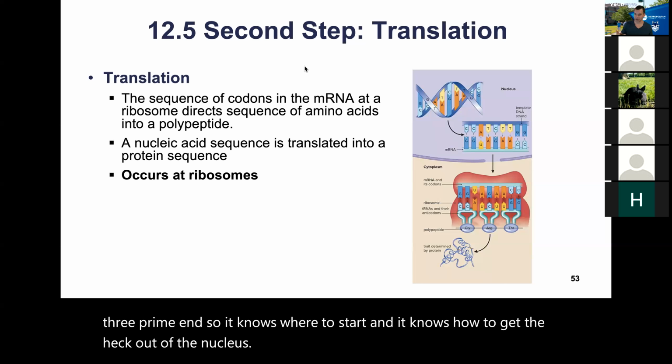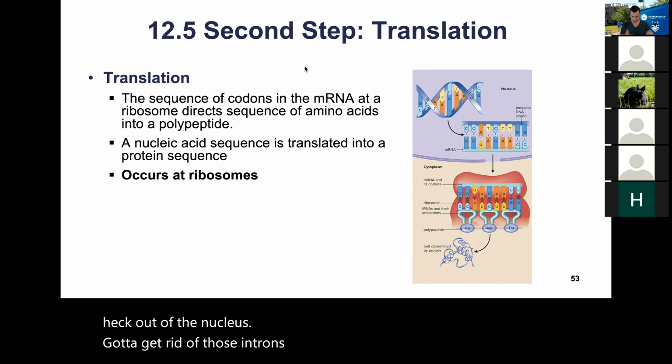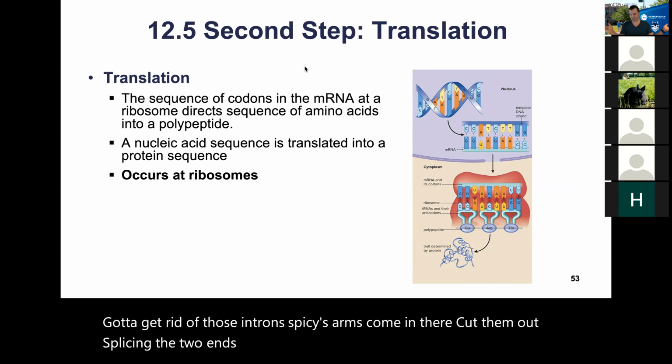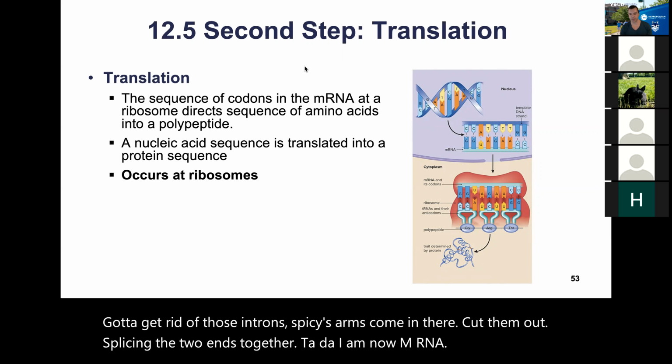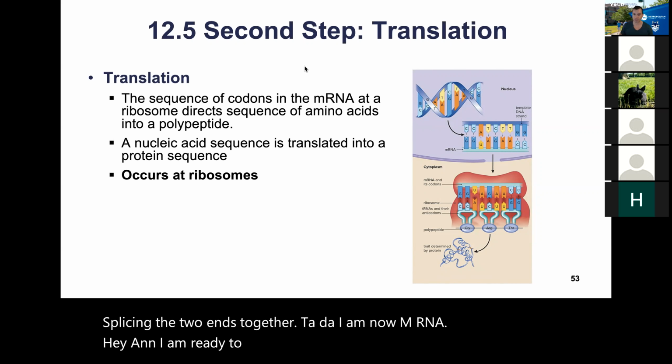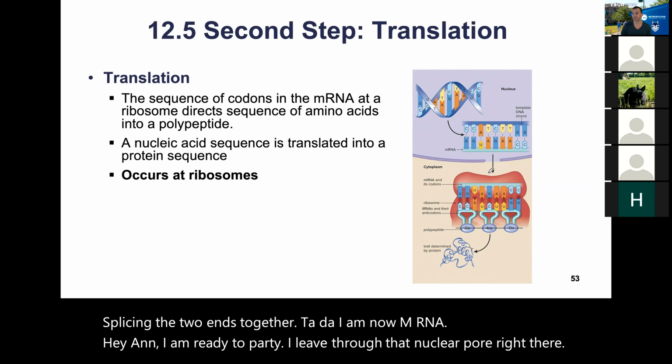Got to get rid of those introns. Spliceosomes come in there, cut them out, splice the two ends together. Ta-da! I am now mRNA and I am ready to party. I leave through that nuclear pore right there, and I go out in the cytoplasm.